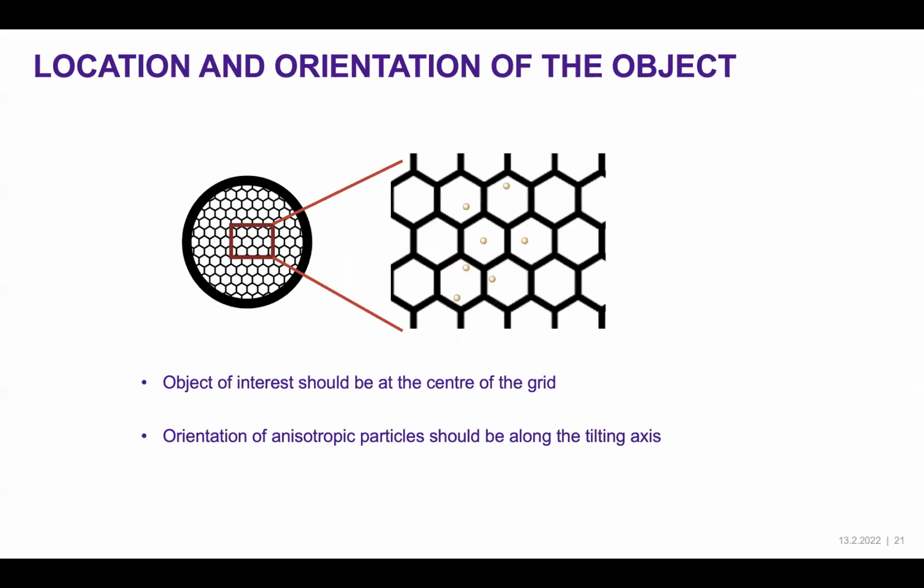Location and orientation of the object. If the object is isotropic, such as a sphere, it generally doesn't matter whether it's along the tilting axis or not. If we have an anisotropic object, something like this, and this is the tilting axis, then it is good if it is oriented this way, so that when you tilt around this axis, it undergoes minimum deformation. So we will have less artifact.